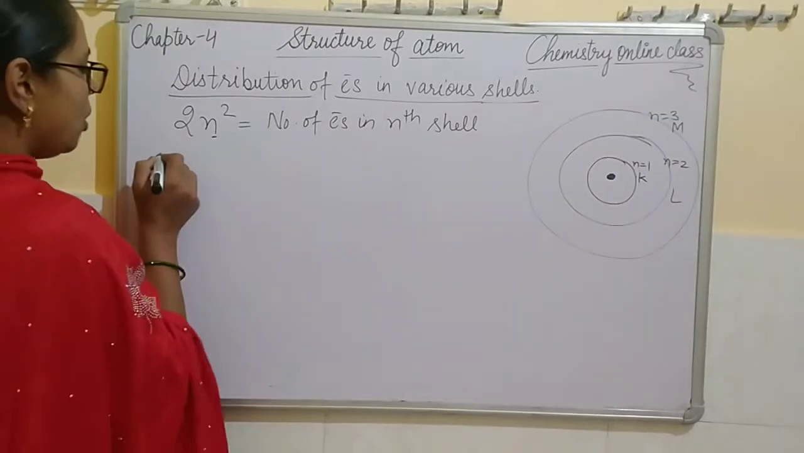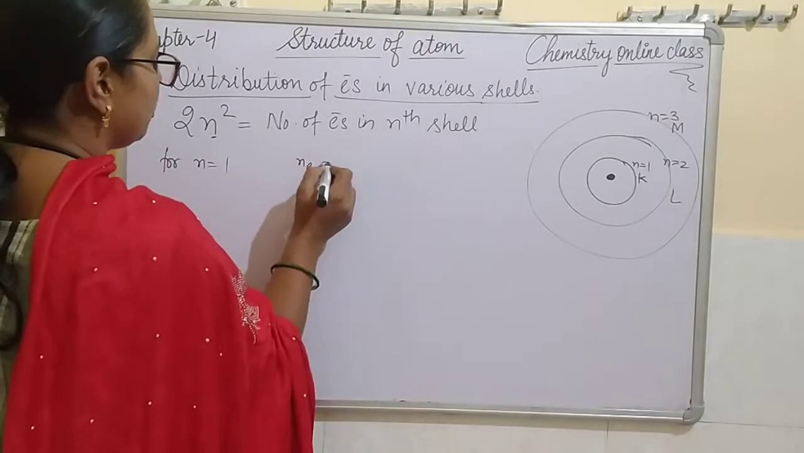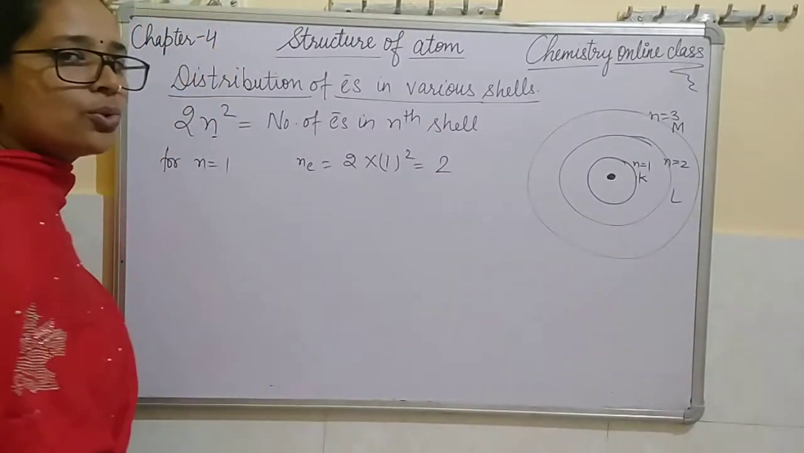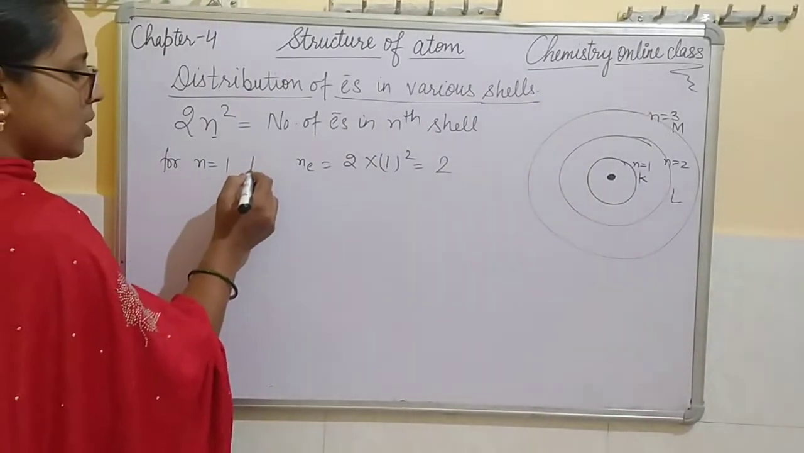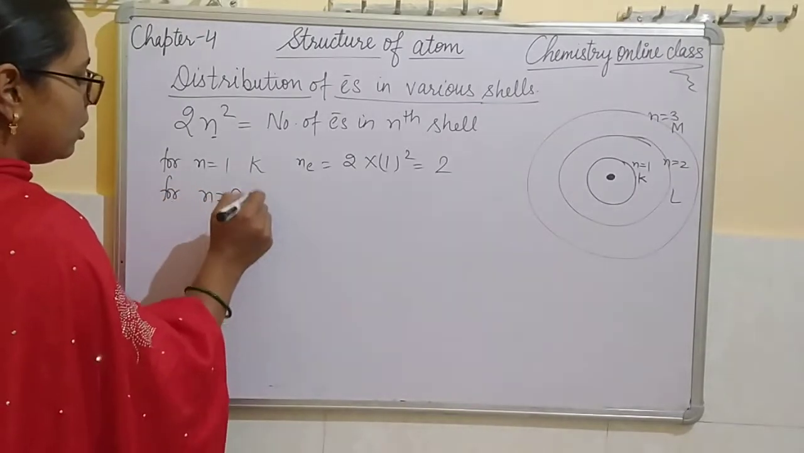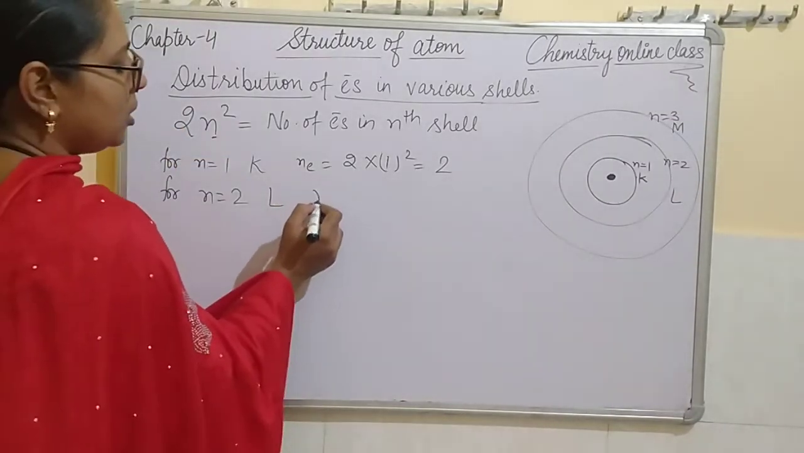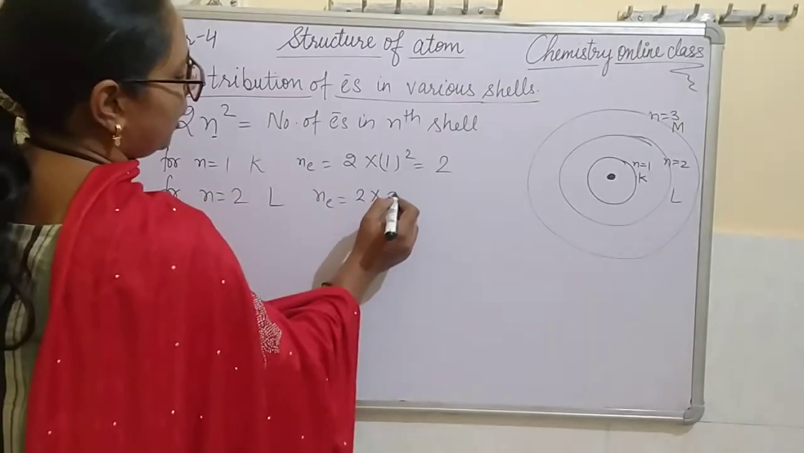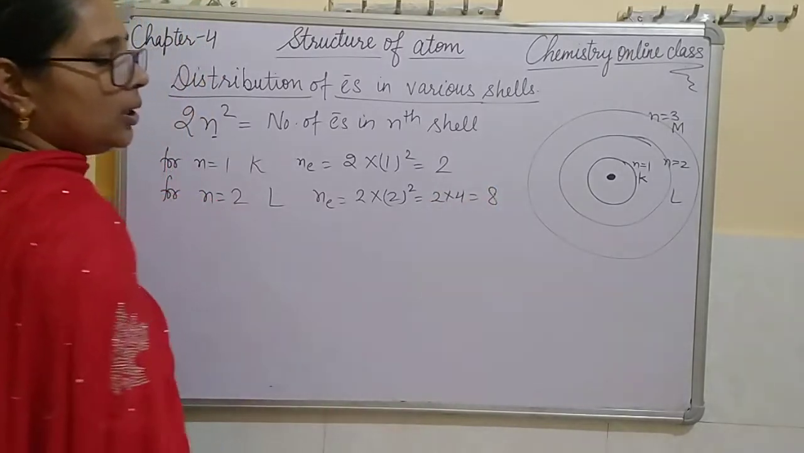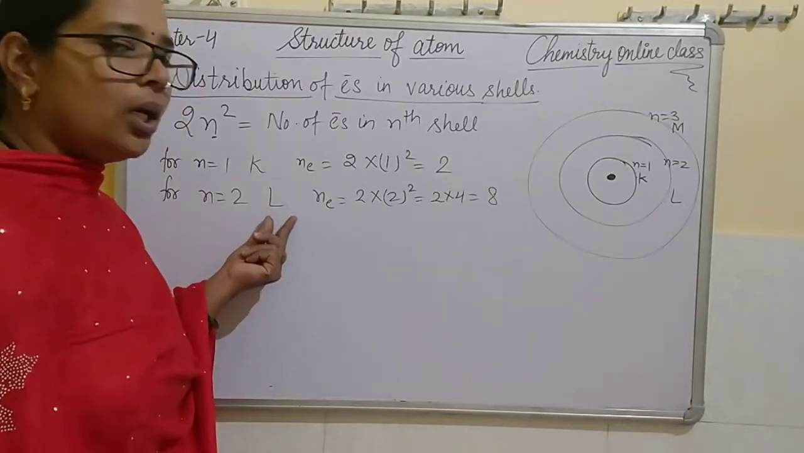How? For n equals 1, the number of electrons will be 2 multiplied by 1 square. That means 2 electrons are filled in the first shell, that is K shell. If the value of n is 2, that is L shell, then the number of electrons will be 2 multiplied by 2 square, that is 2 into 4, it is 8. That means there are maximum 8 electrons which are filled in the L shell.